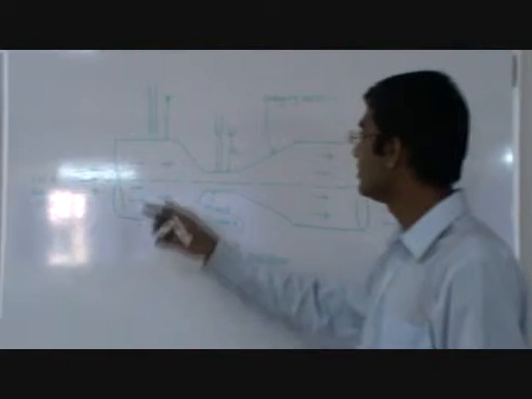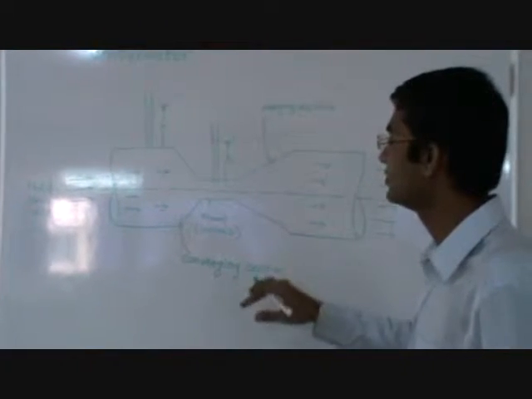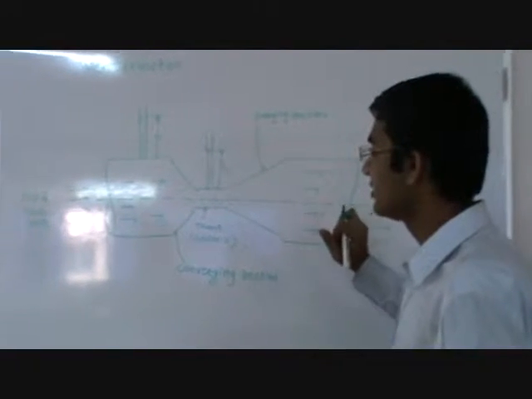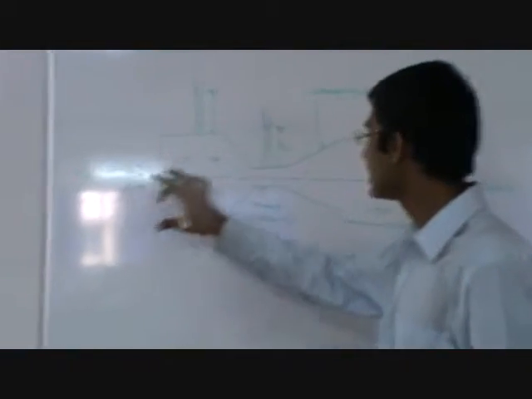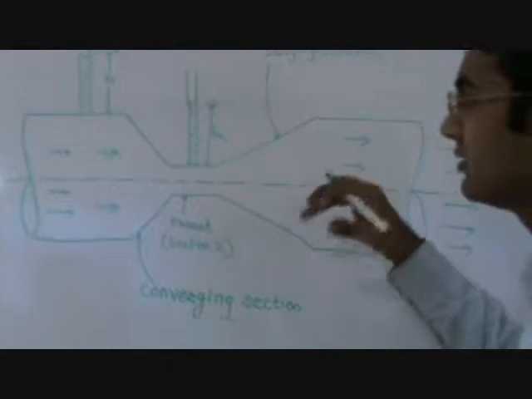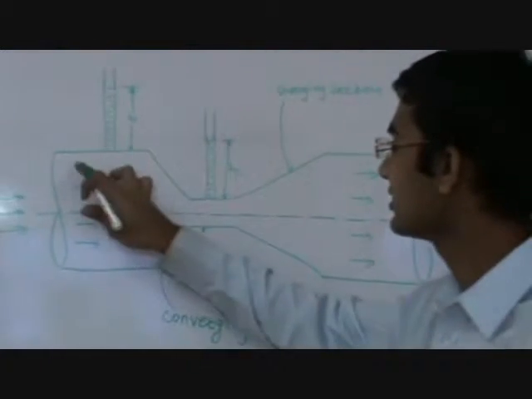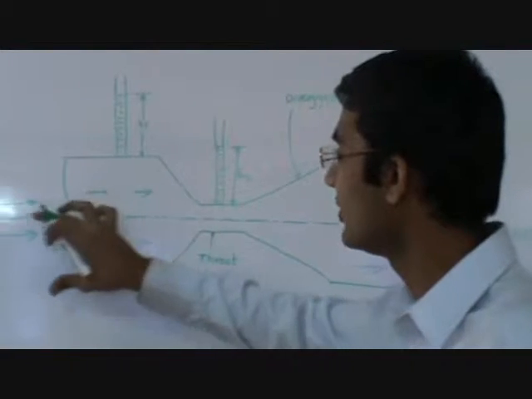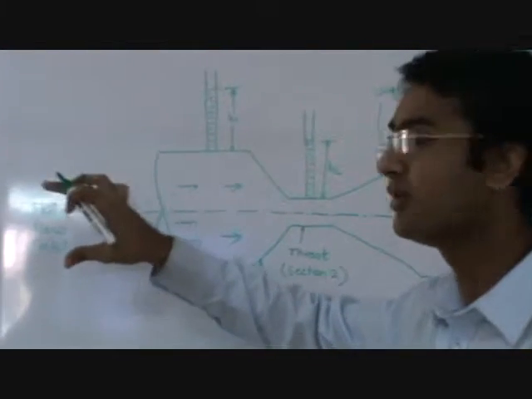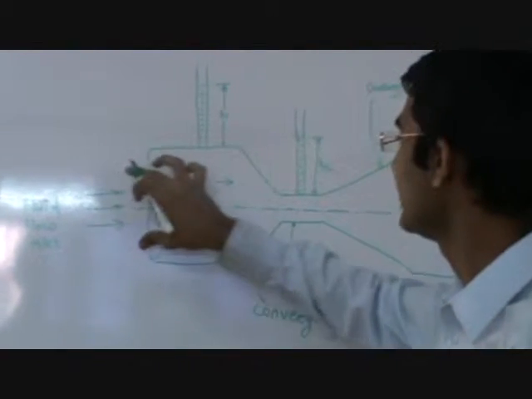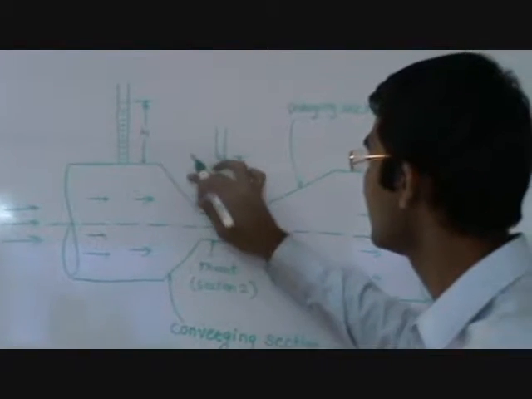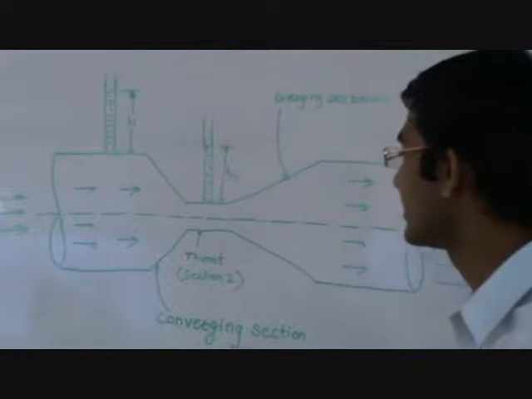So if you look at the basic configuration of venturimeter, you will see this kind of arrangement in which there are a series of sections. I will explain this one by one. This is section number 1, the inlet section. The fluid, any kind of fluid, will enter from this side to the inlet section, and then this is the second section. This is called the convergent section.